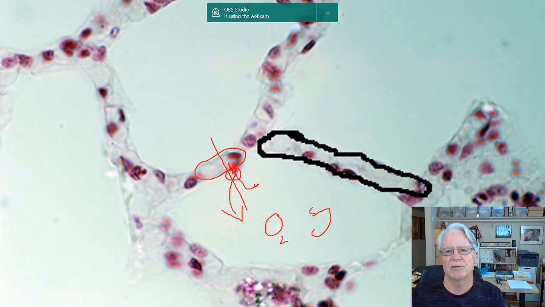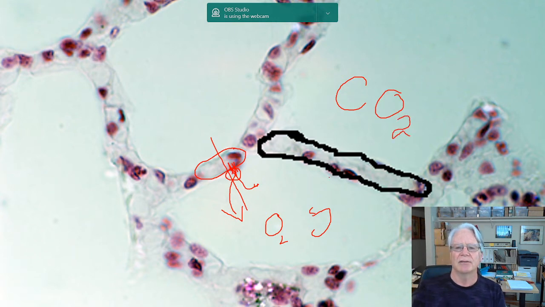Okay, carbon dioxide, let's do it this way. CO2. There you go. All right, so oxygen and carbon dioxide would be in these cells. Then over the edge of these cells is where you would get the exchange of these gases.